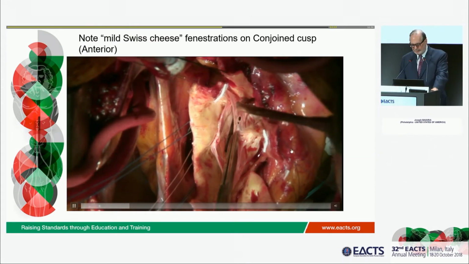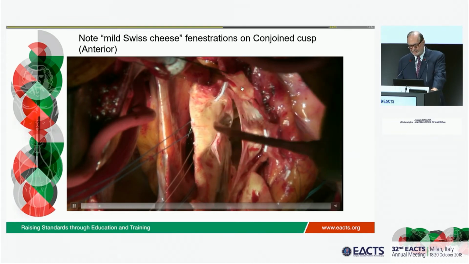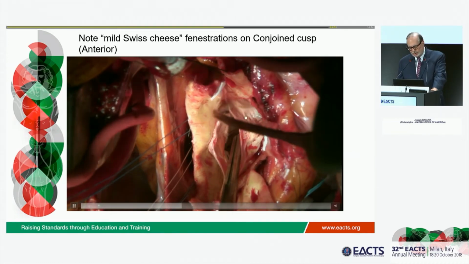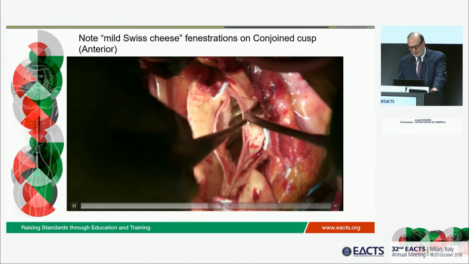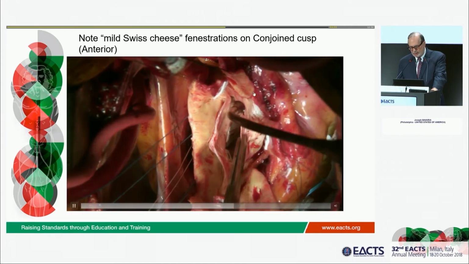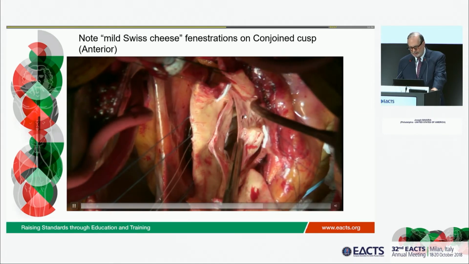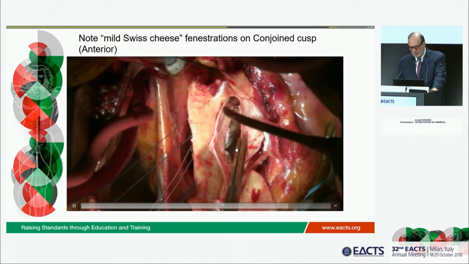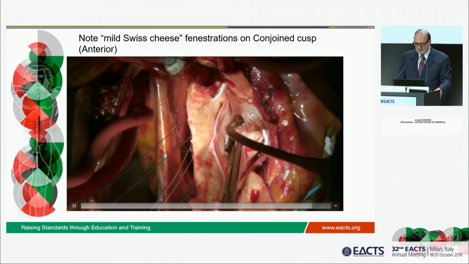We have a big fenestration. And this is not a classic fenestration at the commissures. This is a multiple fenestration, a kind of a mild Swiss cheese valve. You can see these little fenestrations. There's one big one throughout the entire conjoined leaflet or anterior leaflet.